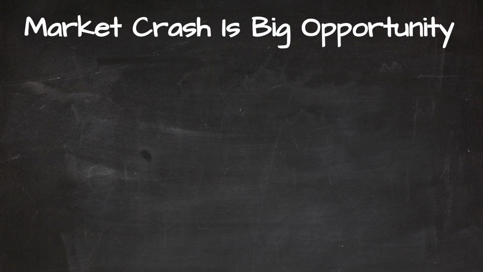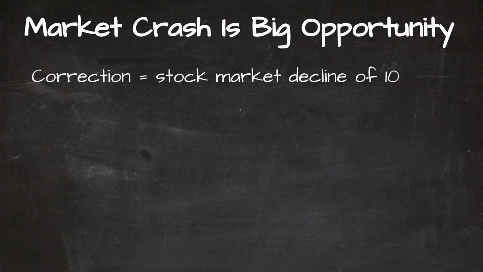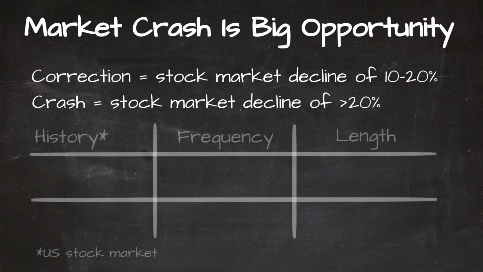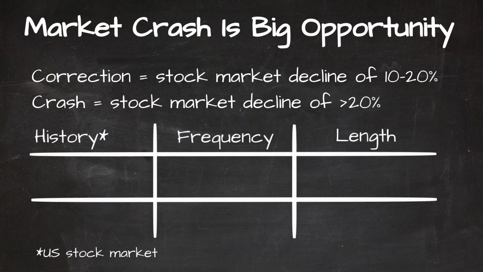We make the distinction between a correction and a crash. A correction is a stock market decline of between 10 and 20%. A crash is a stock market decline of over 20%. If you look at the history of, for instance, the US stock market, you see that corrections and crashes are very normal, but they also are temporary.